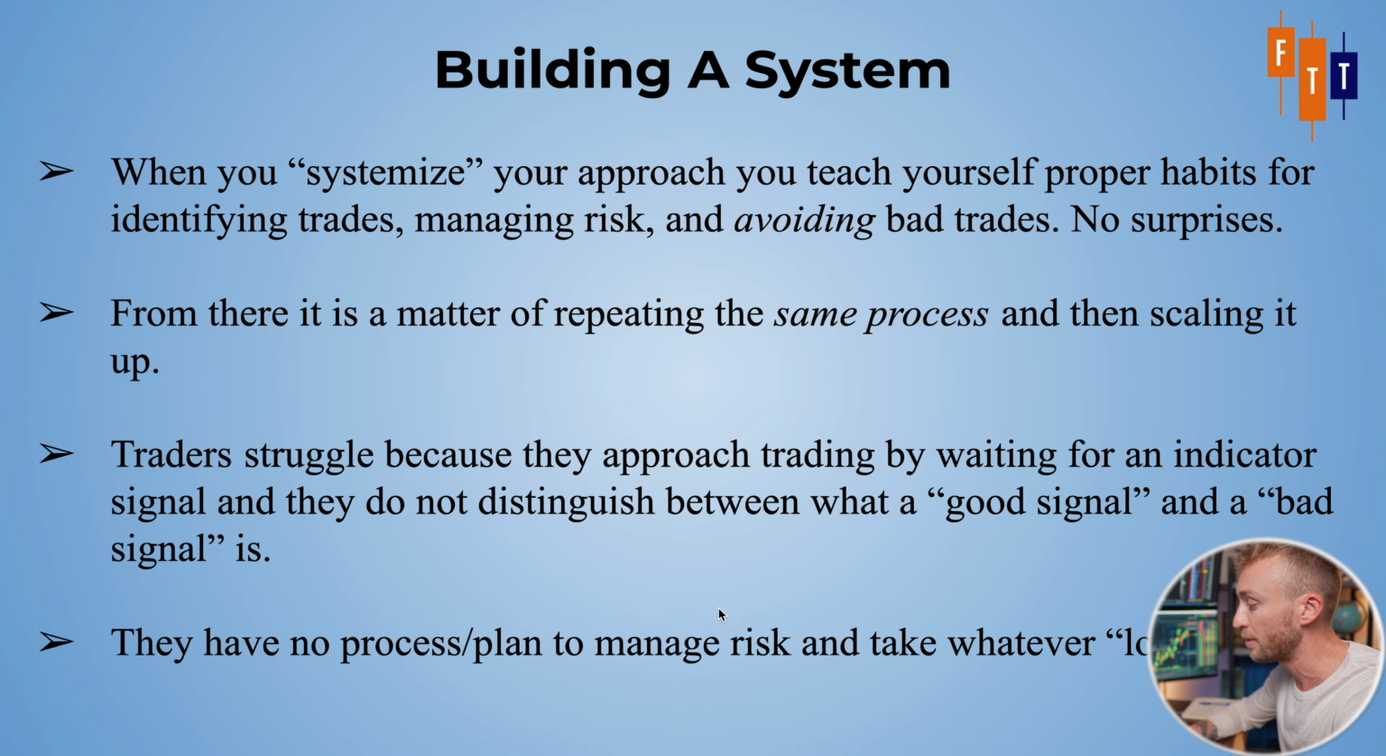Traders struggle because they approach trading by waiting for an indicator signal, and then they don't distinguish between what a good signal is and a bad signal is. So for example, maybe you're someone that trades the RSI, and every time the RSI is oversold, you buy it. You're probably going to have inconsistent results because the RSI is going to be oversold, but it's going to keep going down lower. A lot of traders just learn to buy when it's oversold and sell when it's overbought, right? But they don't take it any further than that.